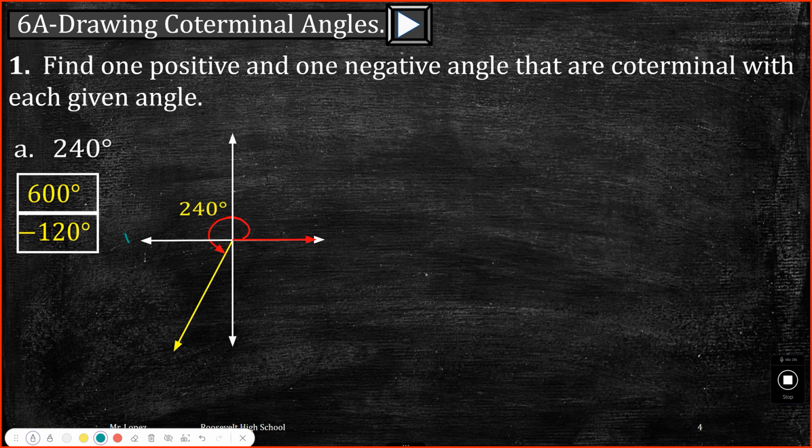All right. Let me give you some time to process this. Find one positive and one negative coterminal angle to negative 225. All right, go. Let me give you 5 minutes. Figure it out.